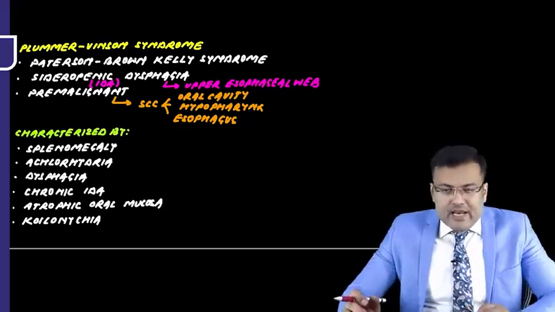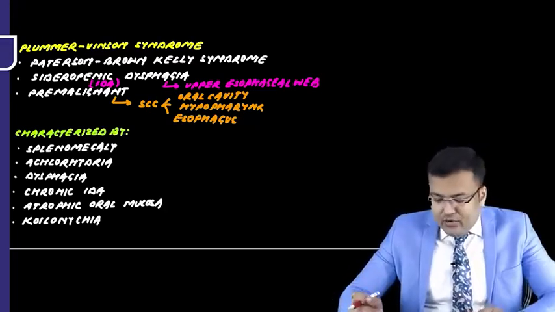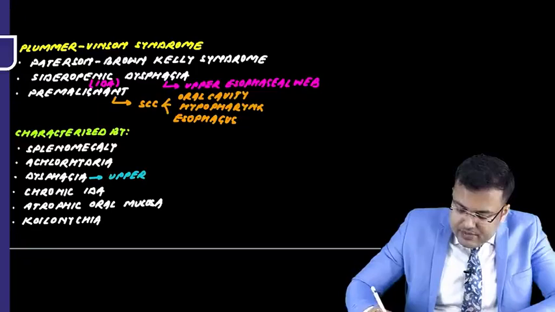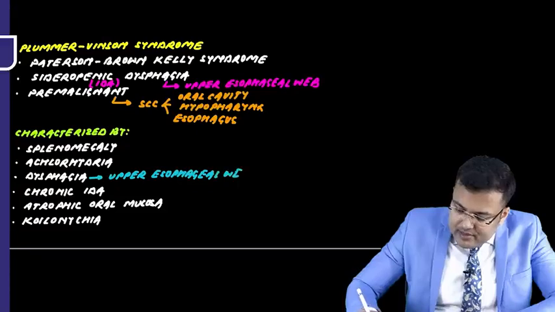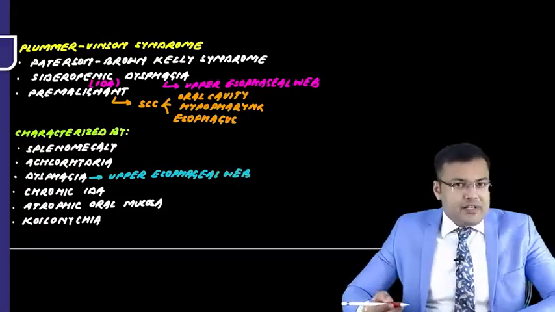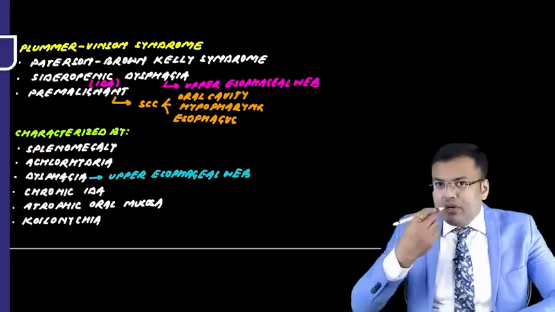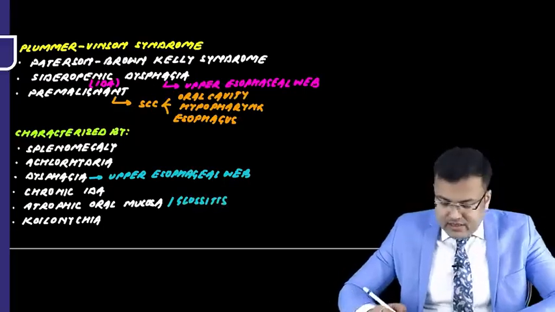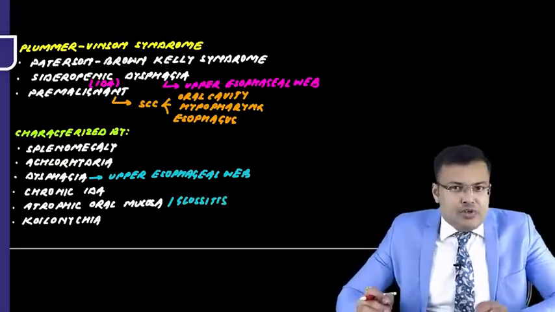Plummer-Vinson syndrome is characterized by splenomegaly, achlorhydria, and dysphagia. Why is there dysphagia? Because, as we discussed, there is an upper esophageal web. There is chronic iron deficiency anemia, atrophic oral mucosa or glossitis, and koilonychia, which means spoon-shaped nails.